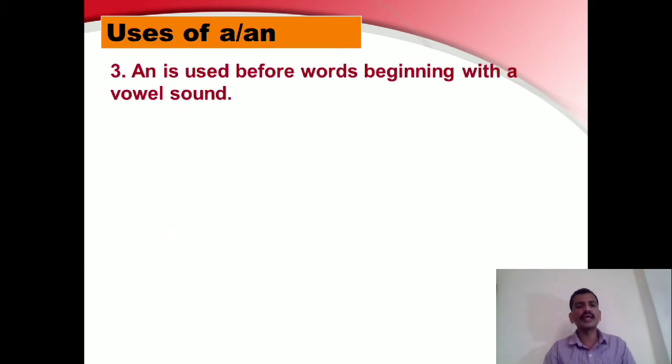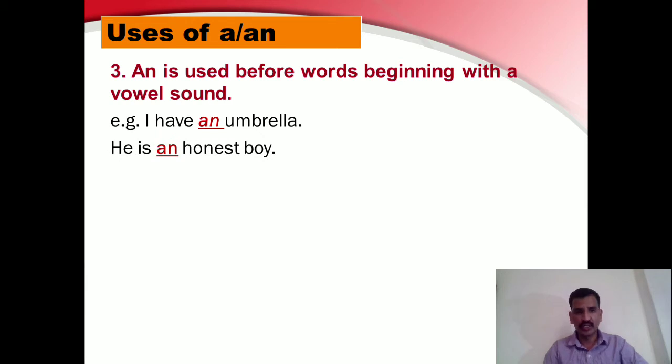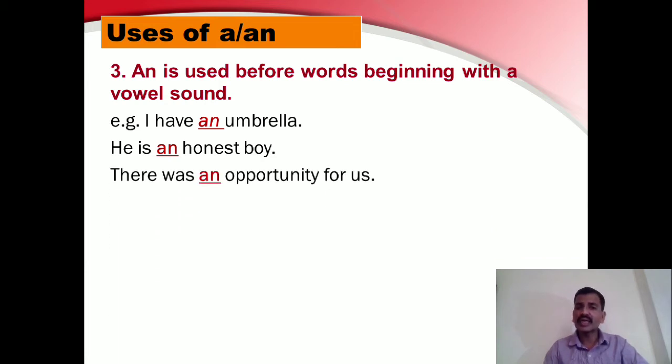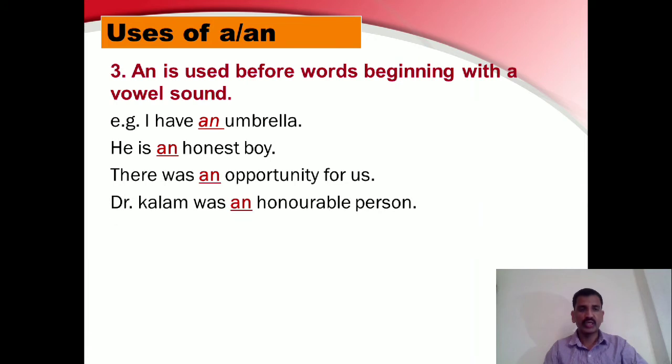Next rule we'll try to understand. An is used before words beginning with a vowel sound. This is a very important and basic rule. I have an umbrella. Umbrella begins with a vowel sound. He is an honest boy. Honest begins with a vowel sound. There was an opportunity for us. Dr. Kalam was an honorable person.